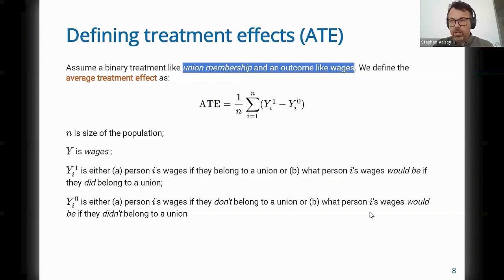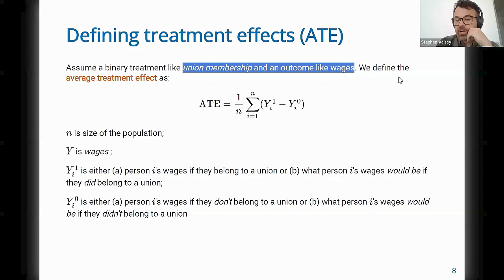We don't just want to know what do people who belong to unions earn, and what do people who are not in unionized jobs earn? That is a very different question. What we want to know is, if I took a person who's currently not unionized and put them in a unionized job, what would we expect to happen to their wages? Or similarly, what if we took a person who was currently in a unionized job and we took away their union status? What would that do to their wages? Okay, so these are causal questions.